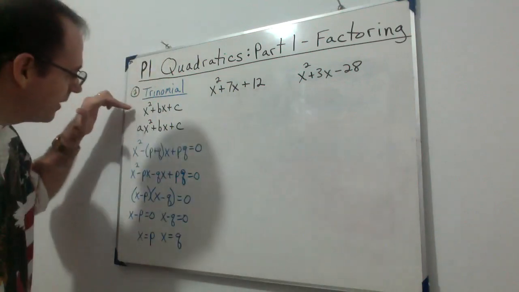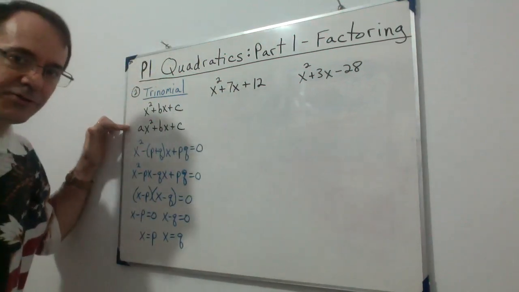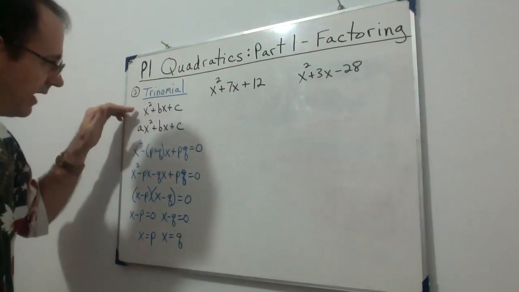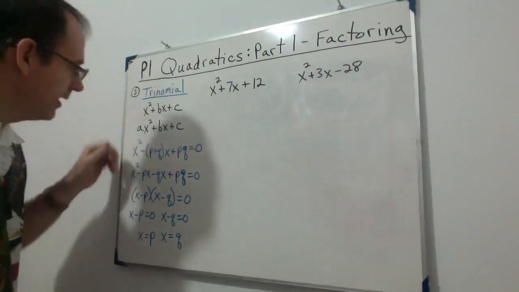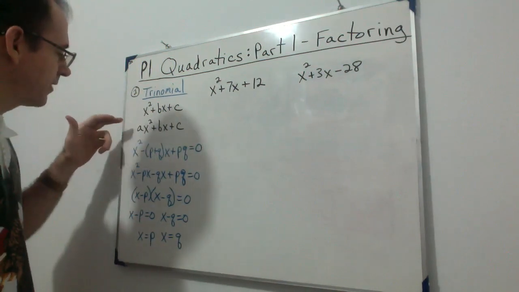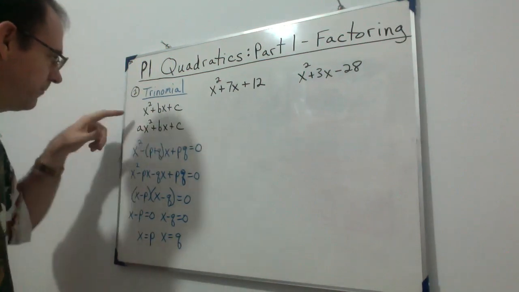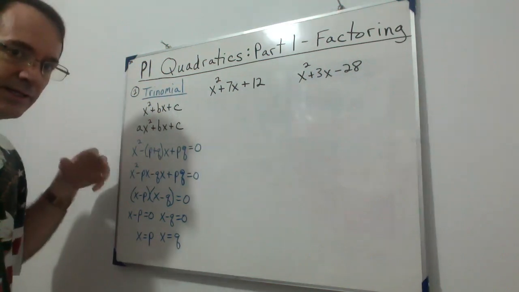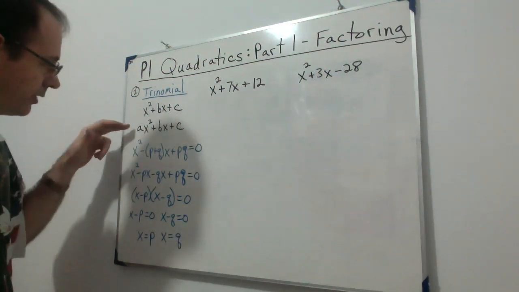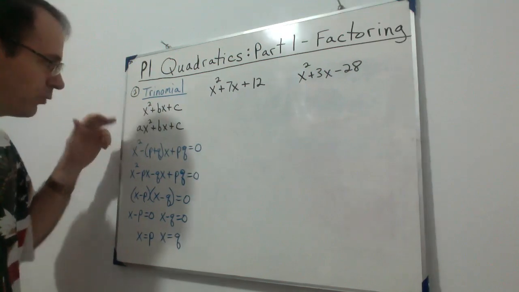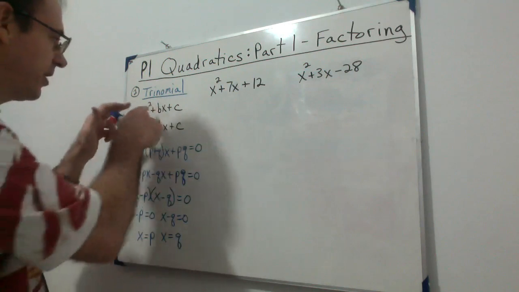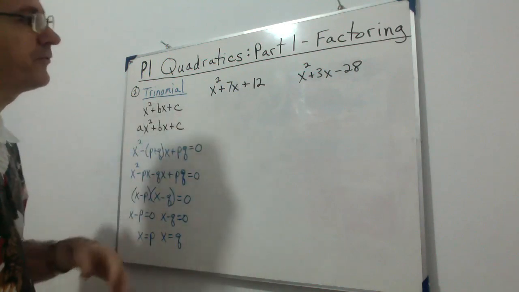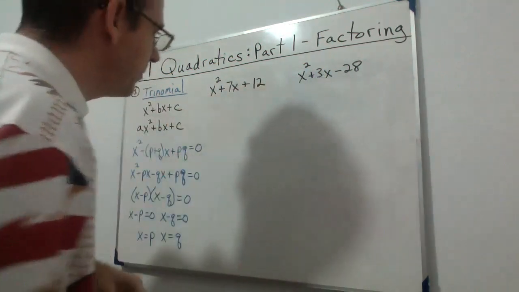So we have two different layers of difficulty here. We have the x squared plus bx plus c, where the a is an understood 1, and then we have the ax squared plus bx plus c, where the a could be any other number. And so when you have another number out here other than 1, it gets a little bit more complicated. And so we're going to start with the easier version first. Got two examples up here.